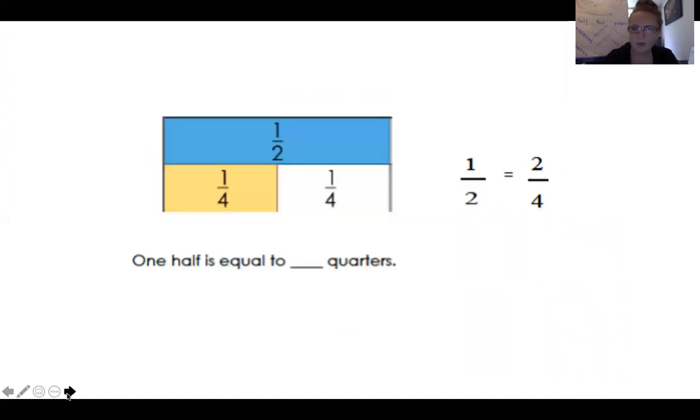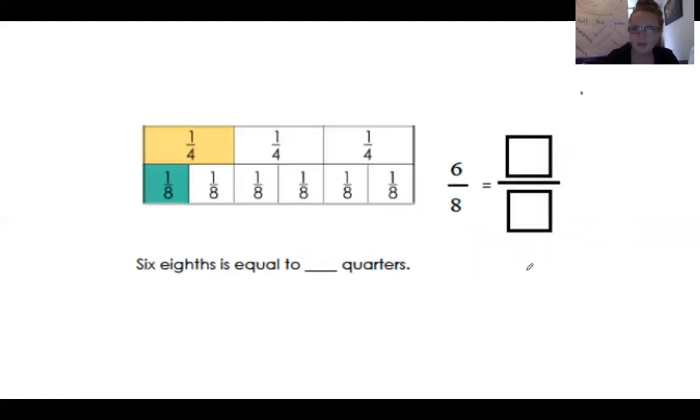Now, let's look at it this way. 1/2 is equal to 1/4. Well, I can already see here that with 1/4 here, 2/4. So 1/2 is equal to 2/4. Let's see, how have I gotten to here? I've done 1 multiplied by what to get to 2? 1 times 2. And what happens to the top must happen to the bottom. So 2 times 2 is equal to 4.